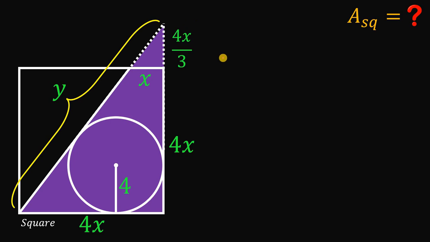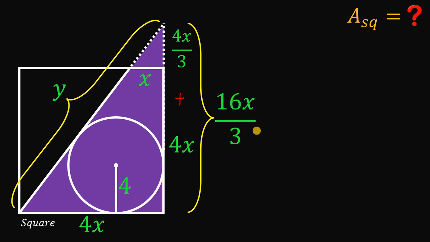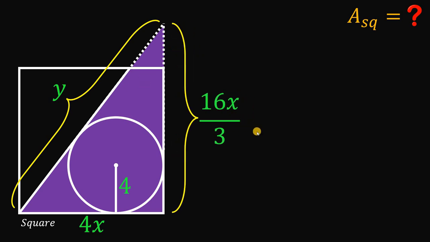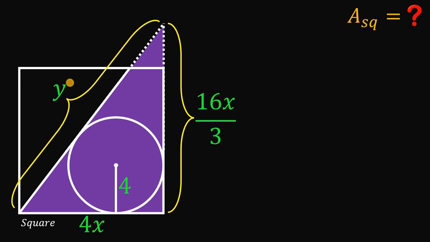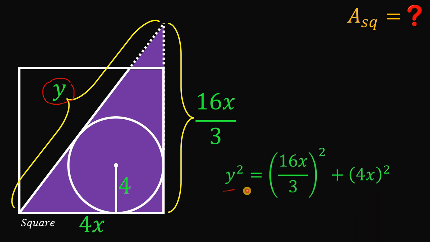Alright. Now, we can total the height of this big right triangle. So, we have 4x over 3 plus 4x. This simplifies to 16x over 3. Now, why is this important? Because we can now solve for the value of y in terms of x. So, how to do that? We will use the Pythagorean theorem. So, we have y squared, the hypotenuse, equals (16x over 3) raised to the power of 2 plus (4x) raised to the power of 2.